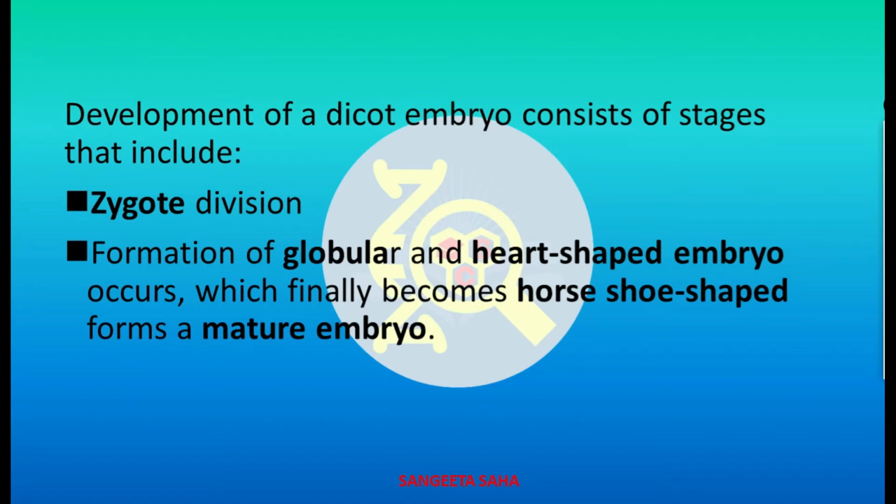Now, the first one is the zygote division, and the next one is the formation of the globular and the heart-shaped embryo, which finally becomes the horseshoe-shaped, resulting in the formation of a mature embryo.